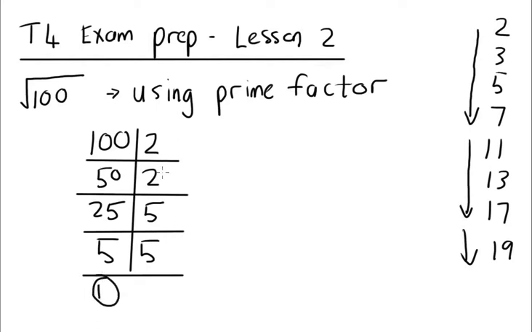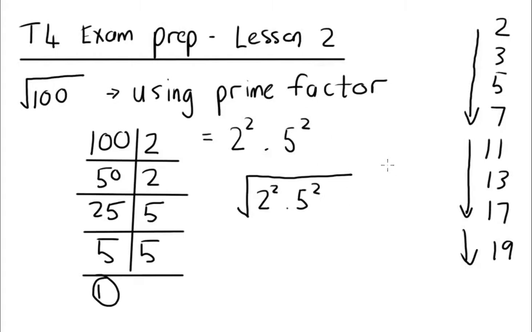So if we have a look at this now, remember we're still busy with the square root of 100, so the number 100 is equal to 2 squared multiplied by 5 squared. So if we put that in the context of a square root now, the square root of 100 is equal to the square root of 2 squared multiplied by 5 squared. So what we want to do is use one of the laws of surds, and we're going to break this up.